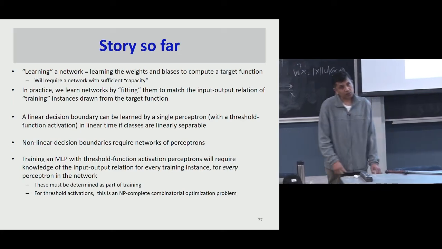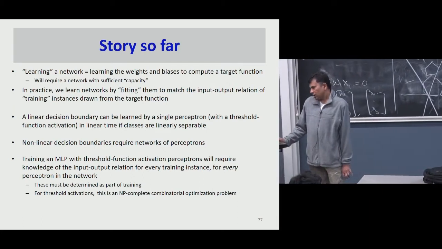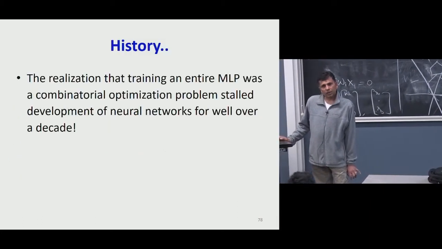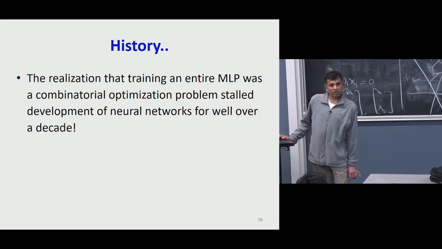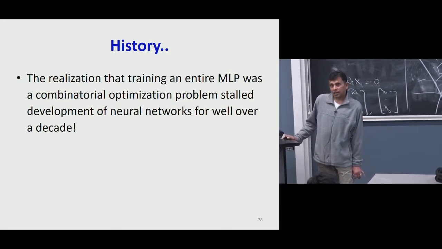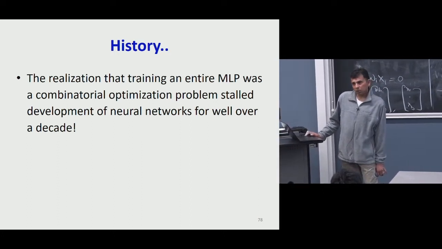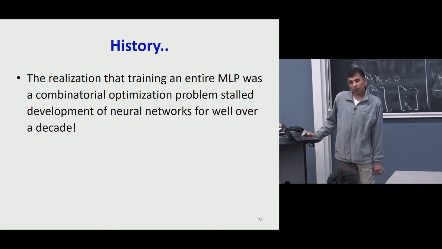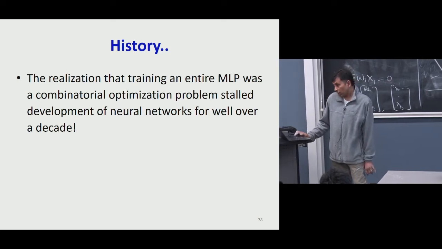And so in fact, it turns out it's not just, it's NP-hard. The problem is NP-hard, and I believe NP-complete. So here's where it was. The realization that training an entire MLP was a combinatorial optimization problem stalled development of neural networks for well over a decade. Paul Werbos finally found a solution for this in 1974 in his PhD thesis at MIT, but the world didn't really discover the solution for another decade.